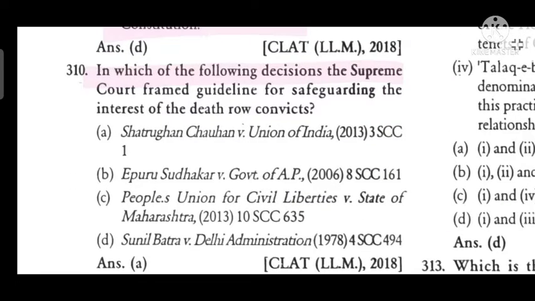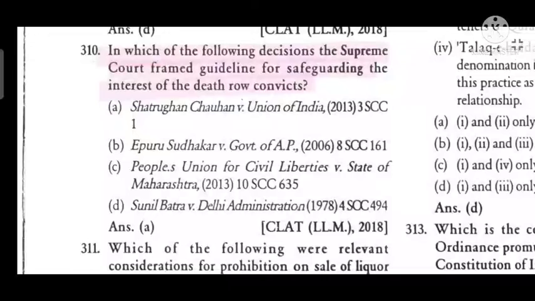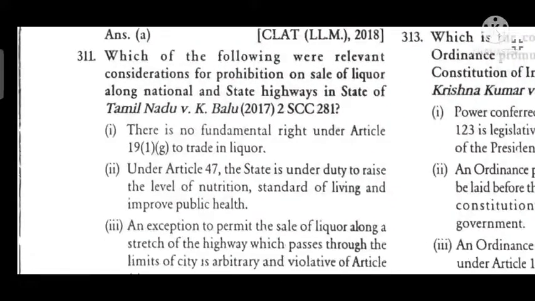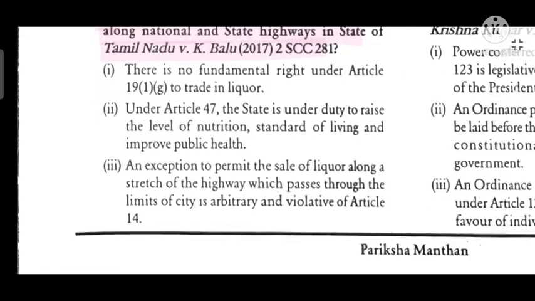In which one of the following decisions did the Supreme Court frame guidelines for safeguarding the interest of the death row convict? Shatrughan Chauhan versus Union of India. In which one of the following decisions was the prohibition of sale of liquor along national and state highways considered? State of Tamil Nadu versus Balu?